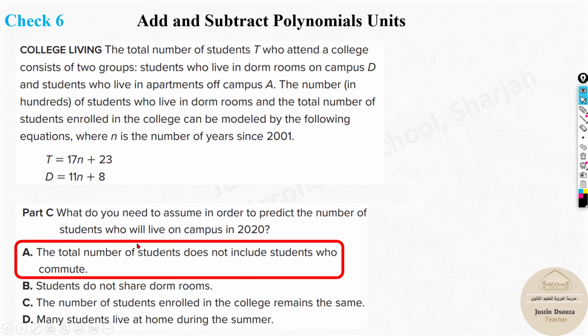So it was a guess anyways. What they're asking over here is, what do you need to assume in order to predict the number of students who live on campus in 2020? On campus, see now, commuting means traveling. The total number of students does not include students who commute. So this would be the most important thing, because those who are living on campus will not commute.